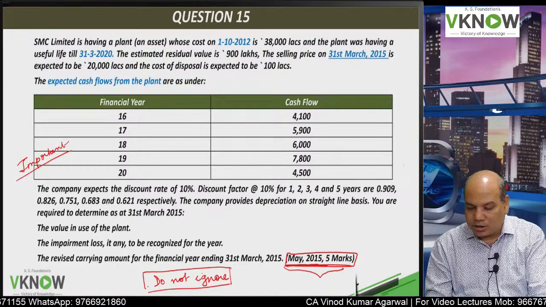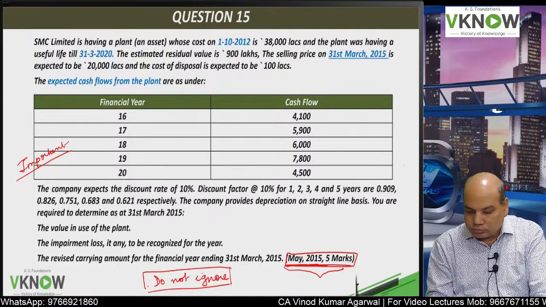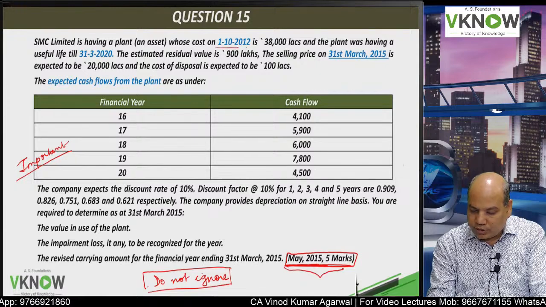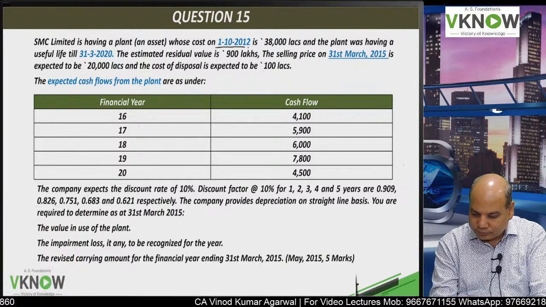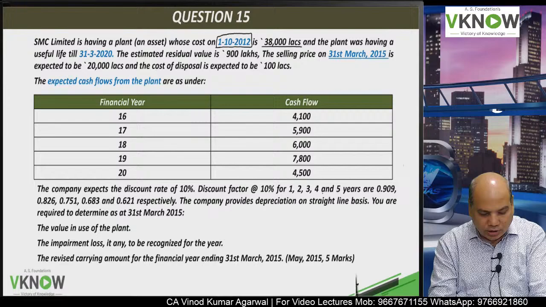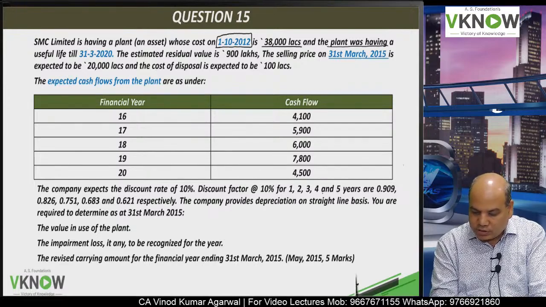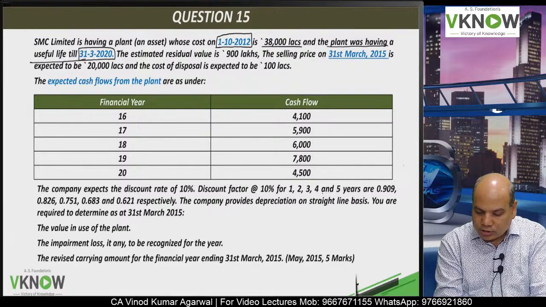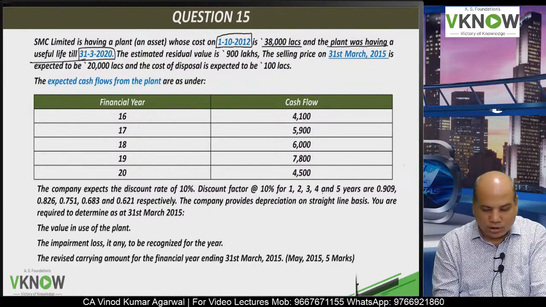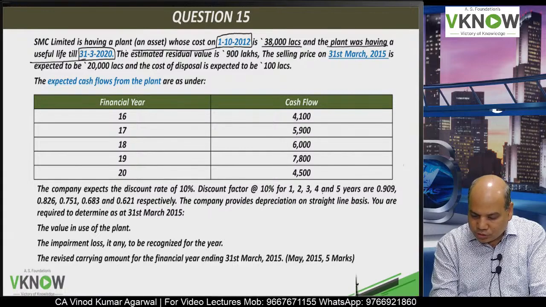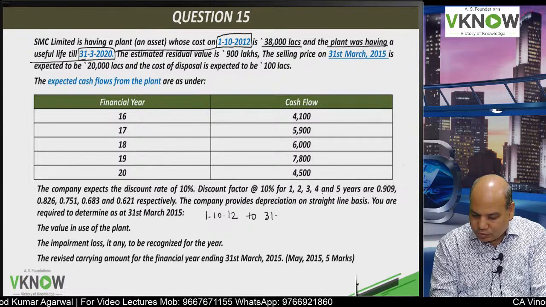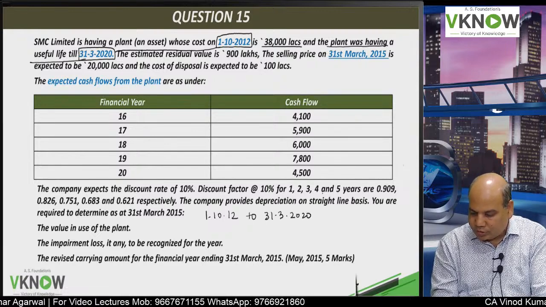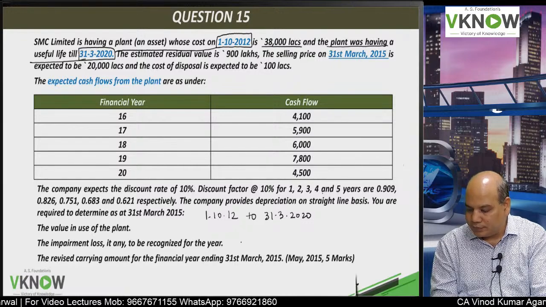SMC Limited is having a plant, an asset whose cost on 1/10/2012, underline the date, is 38,000 lakhs, and the plant was having a useful life till 31st March 2020. So what is the total useful life? Please count and give me the answer. From 1/10/12 to 31st March 2020, what will be the useful life?